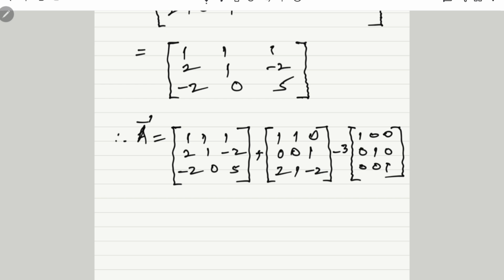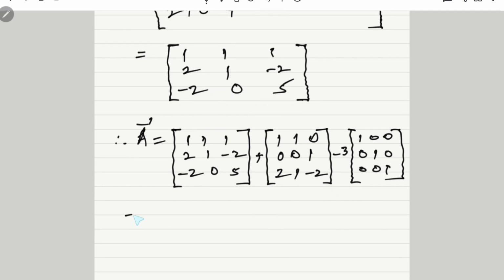And then adding the elements. 1 plus 1, 2 and minus 3. 2 minus 3 we get as minus 1. Then 1 plus 1, 2. 2 minus 0 is, we get second element as 2. Next 1 plus 0 and minus 0. 1 plus 0 we get 1. Therefore first row minus 1, 2, 1.